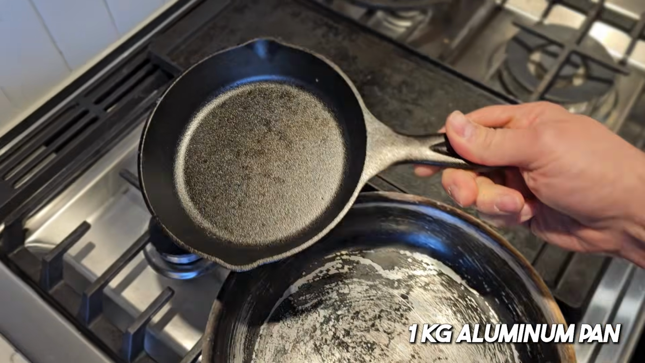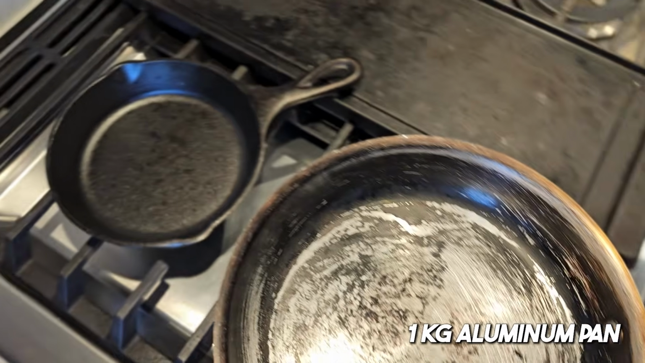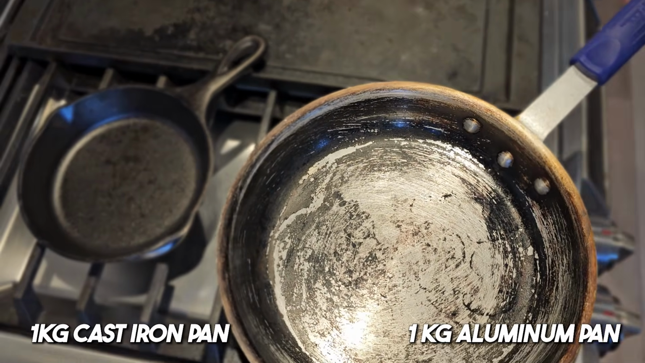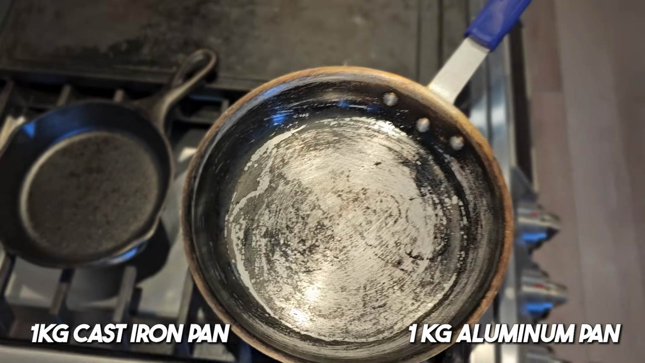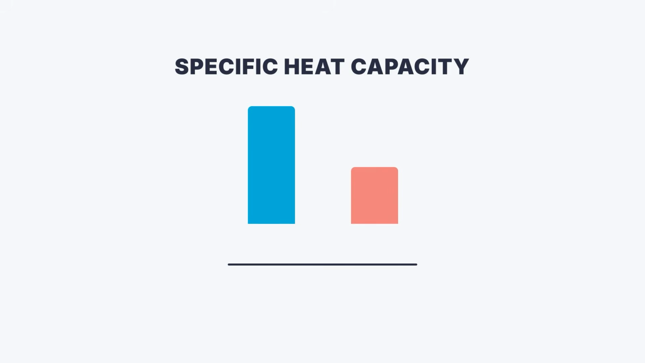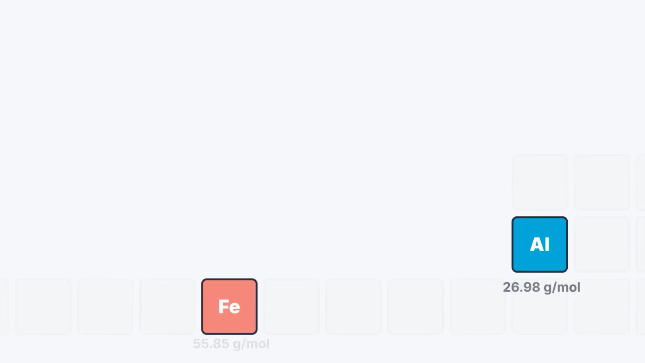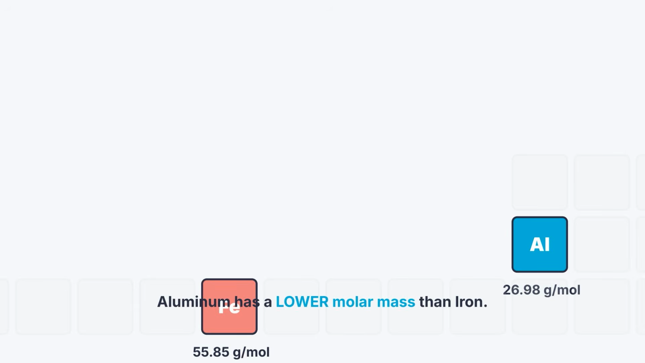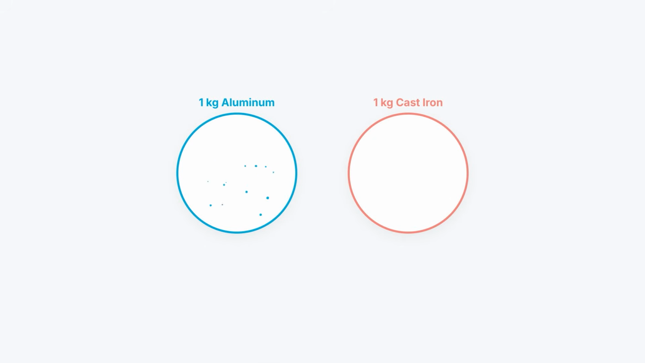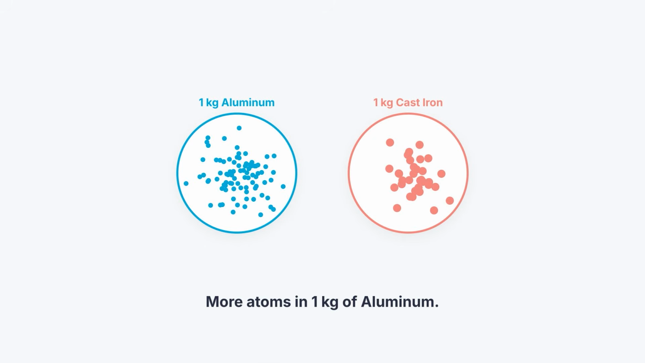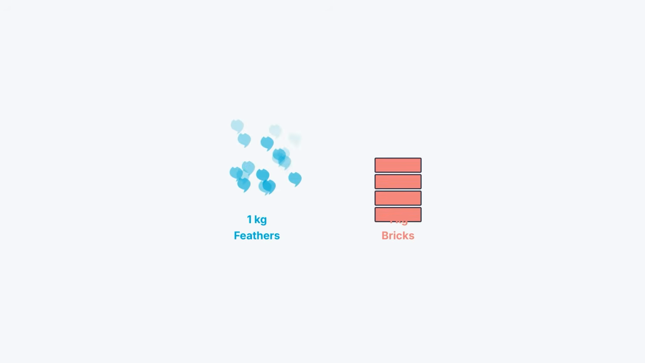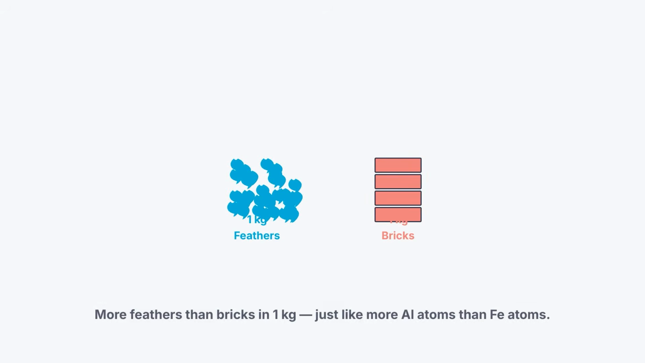For example, this 1 kilogram aluminum pan can hold on to more energy than this 1 kilogram cast iron pan at the same temperature because it has a higher specific heat capacity. Why does aluminum have a higher specific heat capacity? Aluminum has a lower molar mass than iron. That means an atom of aluminum weighs less than an atom of iron. So a kilogram of aluminum has more atoms than a kilogram of iron. Just like a kilogram of feathers has way more feathers than a kilogram of bricks.